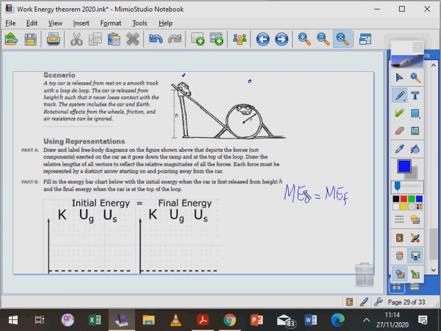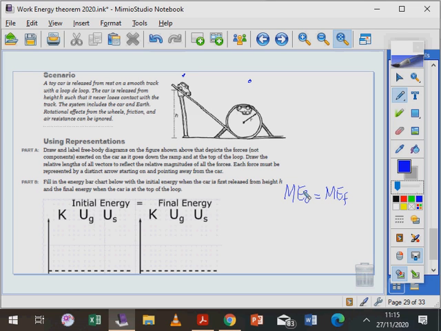Draw and label a free body diagram on the figure shown above that depicts the forces, not the components, exerted on the car as it goes down the ramp and at the top of the loop. Draw the relative lengths of all vectors to reflect the relative magnitudes of all the forces. Each force must be represented by a distinct arrow starting on and pointing away from the car.